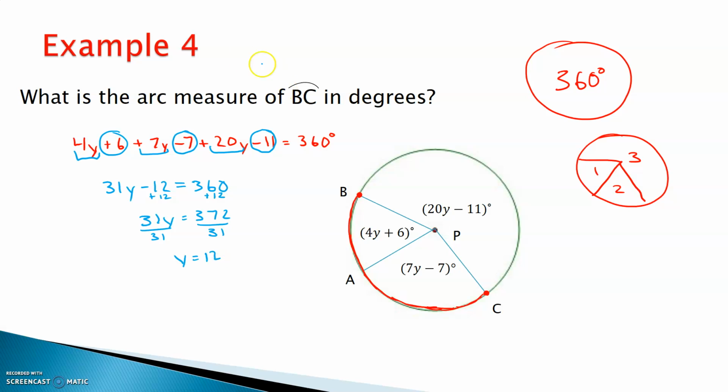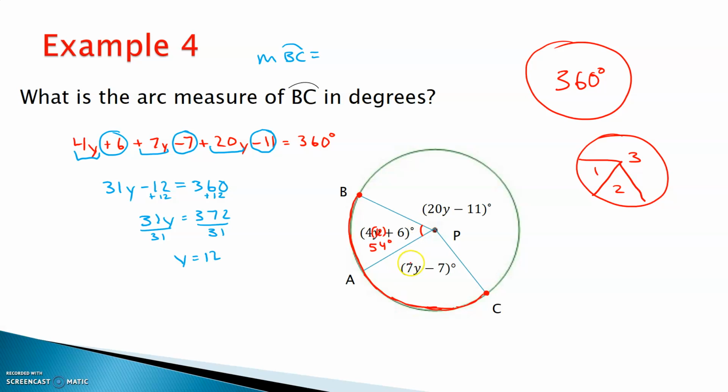Now again, does that mean that the measure of BC is 12? No, we just found y. We found what the letter is. Okay, well, let's plug it in. If I plug 12 in here, what is 4 times 12? That's going to give me 48. And then if I add the extra 6, it would give me 54. So there's 54 degrees in here.